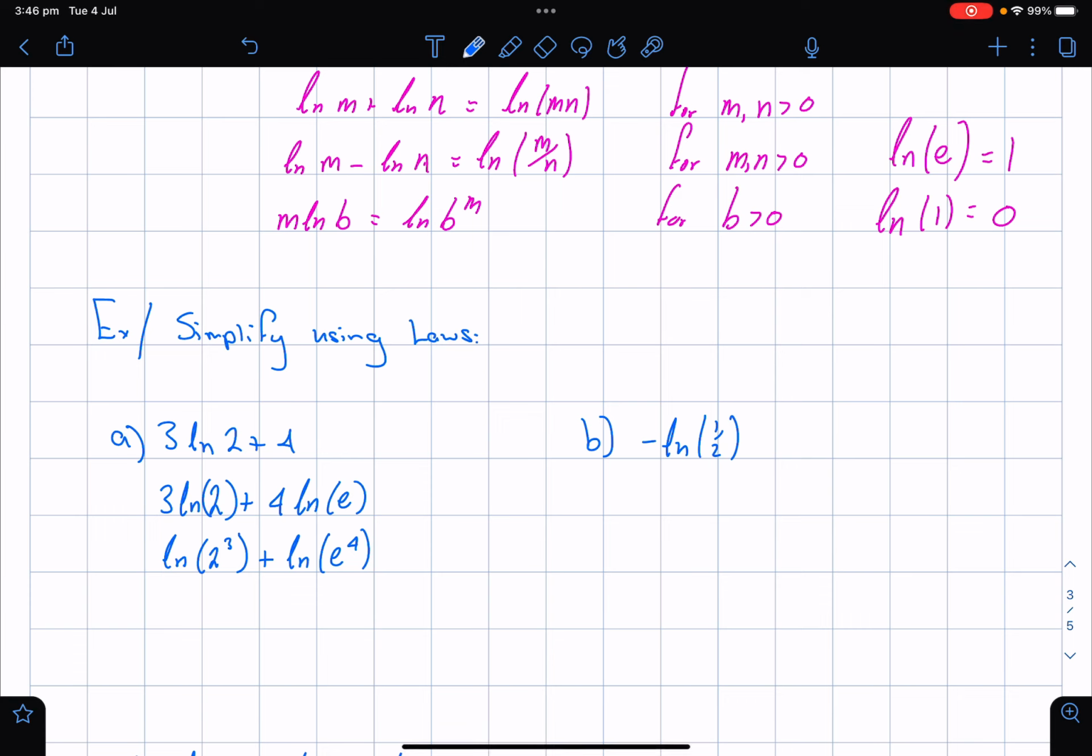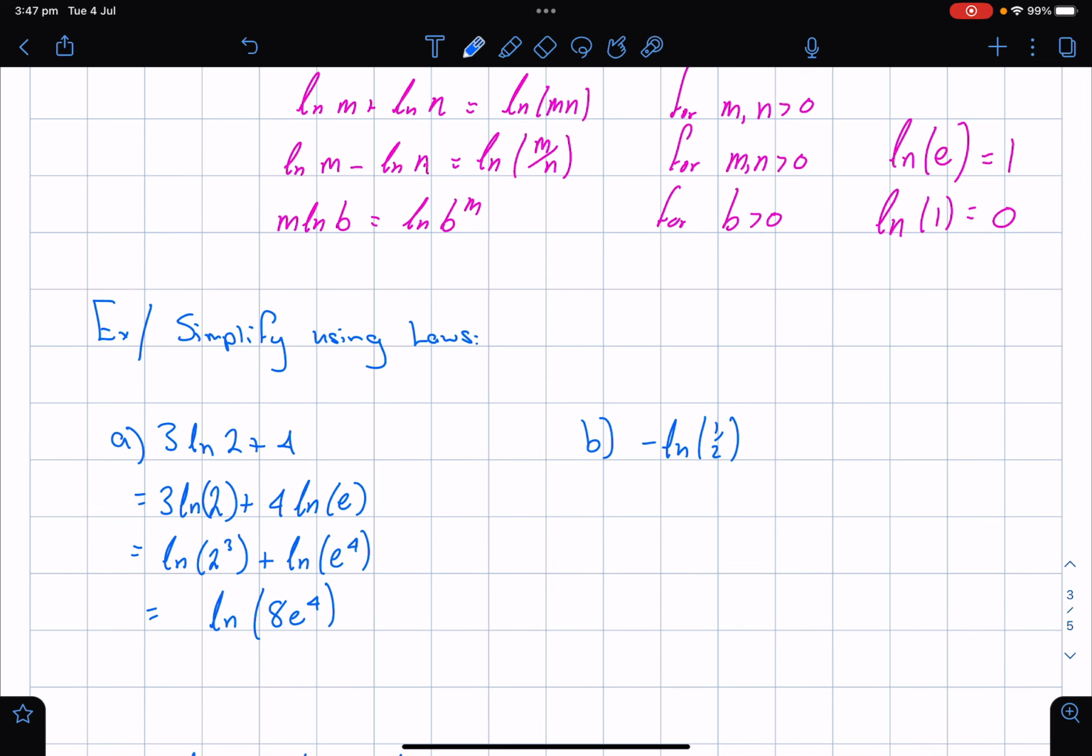And when I have 2 natural logs added together, we multiply the inside. So the natural log of 8e to the power of 4. And I'm missing my equal signs. And we're done.